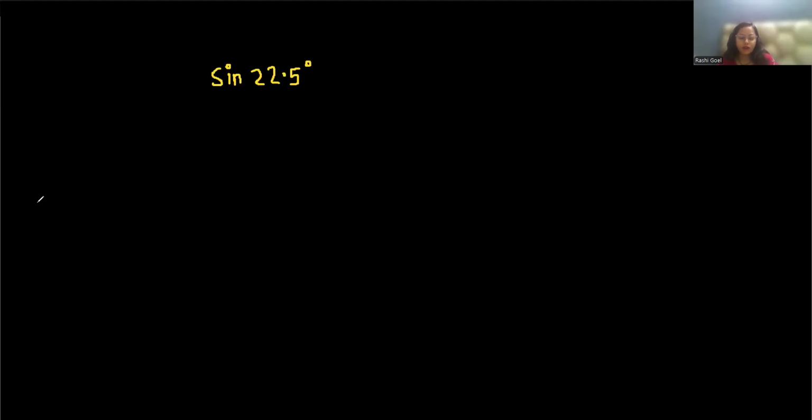Sine 22.5 degree without a calculator. So here's the exact value. So I'm going to use the half angle identity, that is sine theta by 2 is equal to under root 1 minus cos theta by 2.